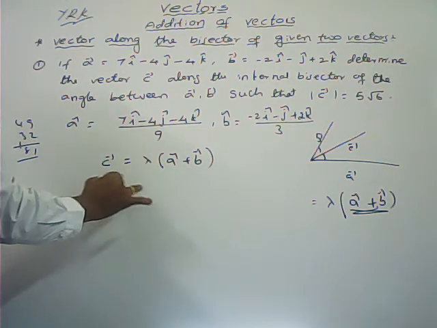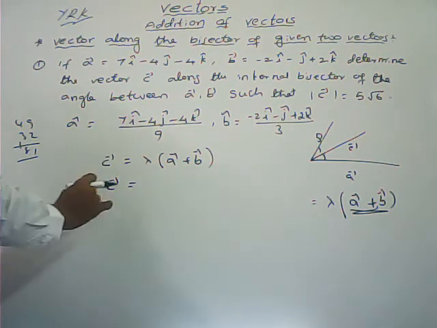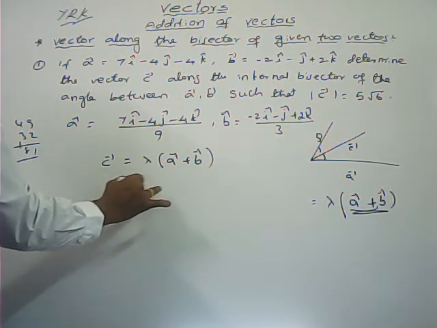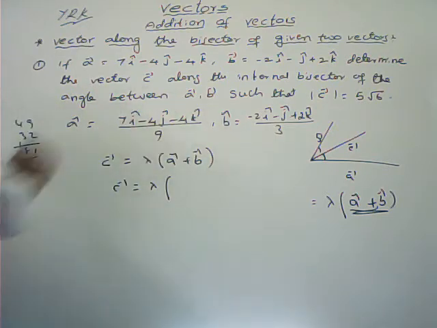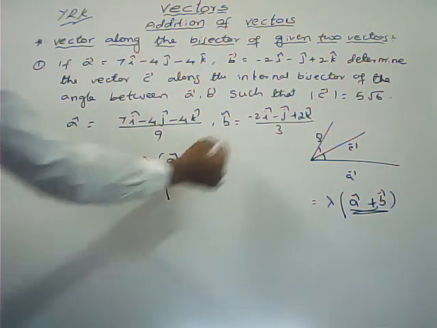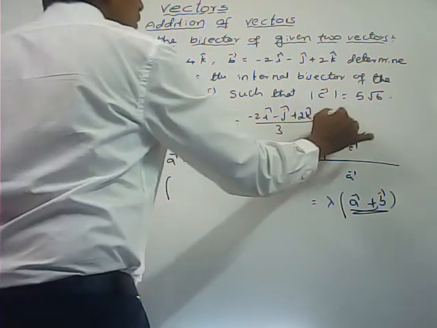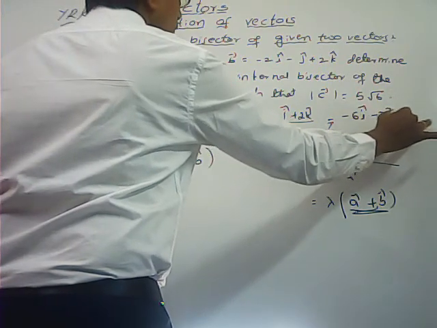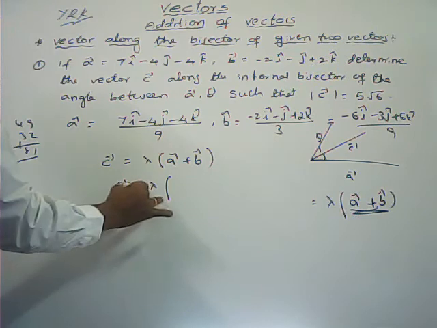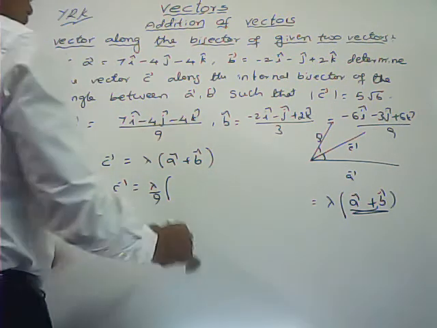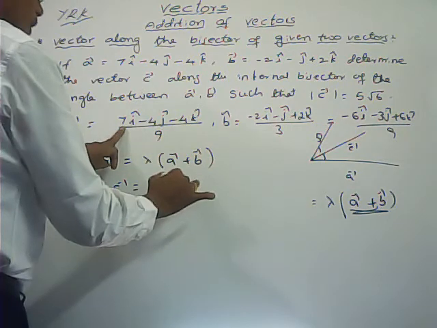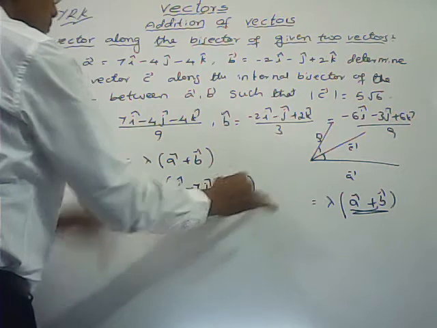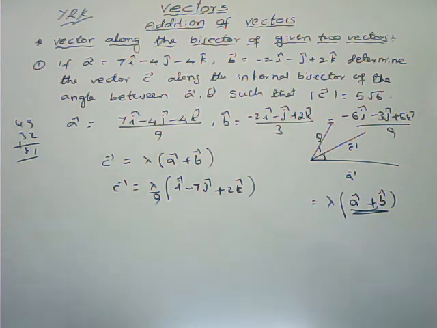Now here C bar is equal to, otherwise we can do one thing, we can take the modulus on both sides. First you can find lambda times A cap plus B cap. Here we can add these two. So here multiplying and dividing with 3, we can get minus 6 i cap minus 3 j cap plus 6 k cap by 9. So 1 by 9 I can put outside. Then adding these two, A cap plus B cap, that is i cap minus 7 j cap plus 2 k cap.